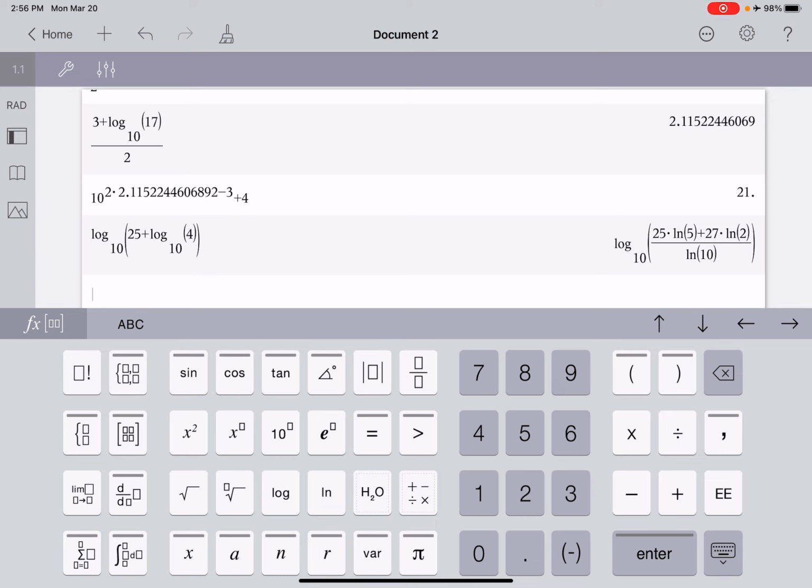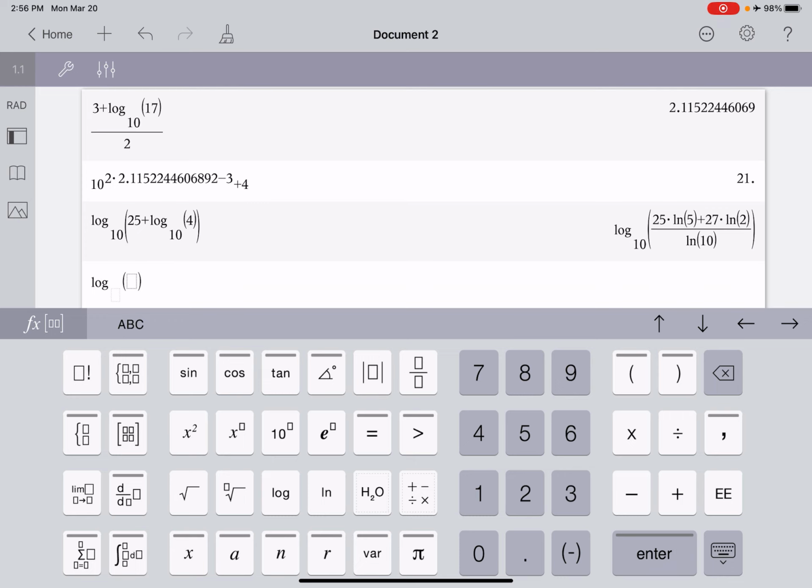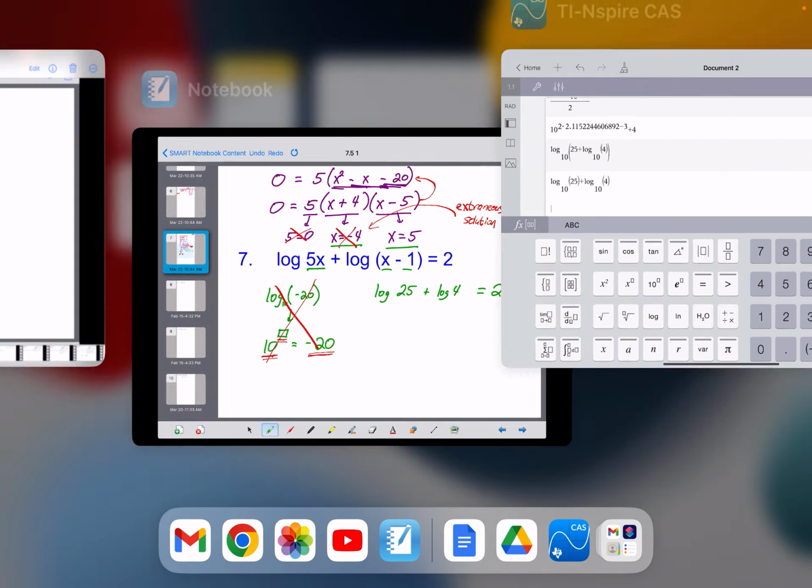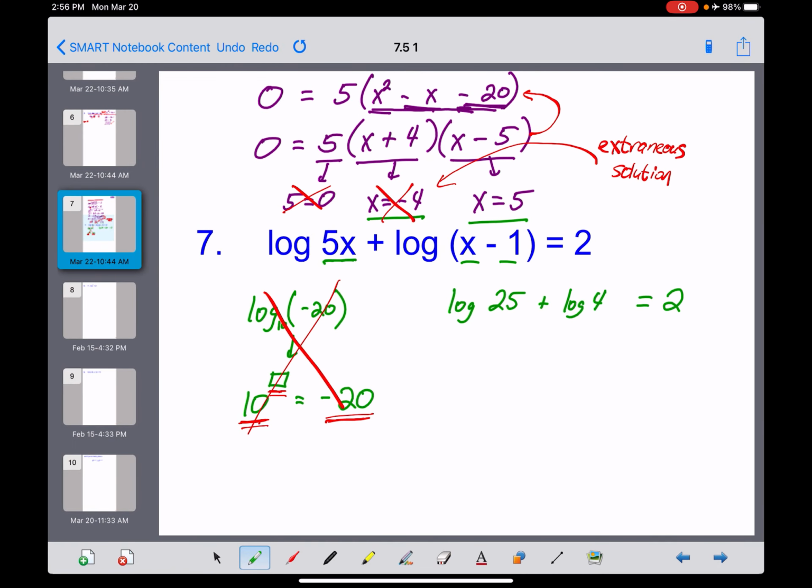Oh, wait a minute. That is not what I wanted to do. Sorry about that, guys. I typed that in incorrectly. So log of 25, and then add to that the log, skip the base, and put a 4 right there. Okay, that's what I was expecting. Now I typed it in correctly. We ended up with 2 for our answer, which is exactly what we were hoping to see for that right-hand side.